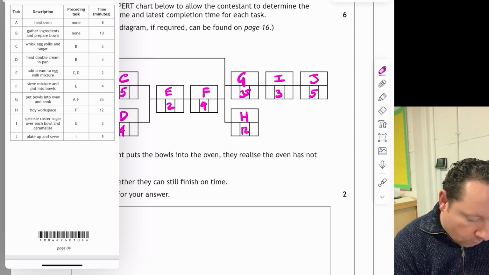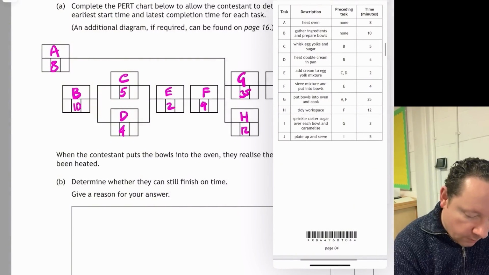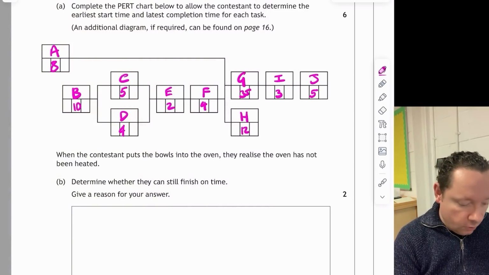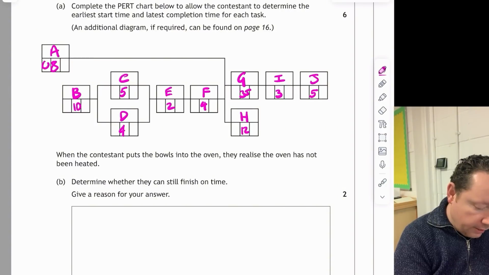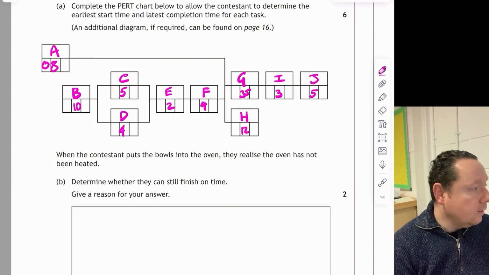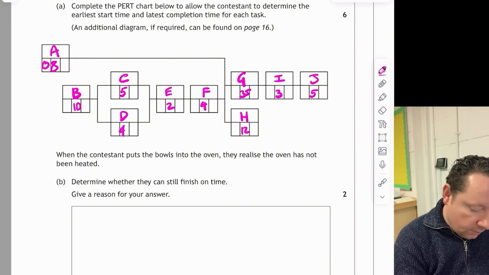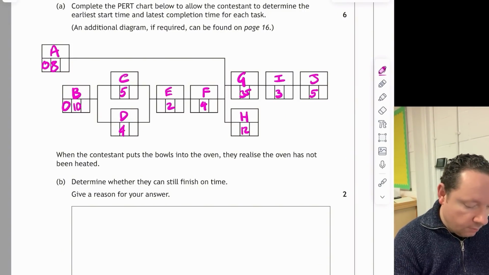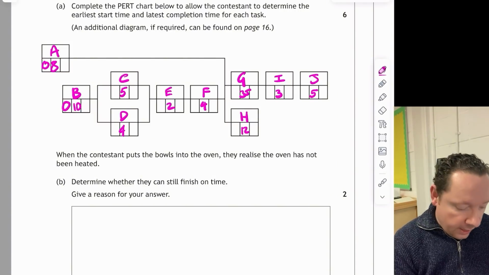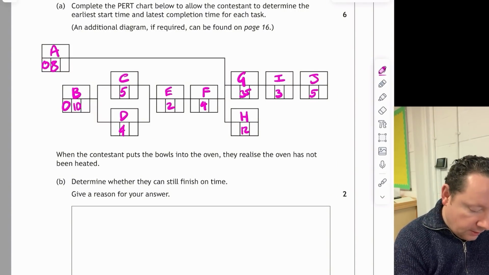So we've done our forward scan. We can kind of get rid of this document now. We don't really need it. So let's do our forward scan. We've got 0 to start with here. And then moving on to B, that also starts at time 0. And then 0 plus 10 is 10. So we've got 10 is when this starts.